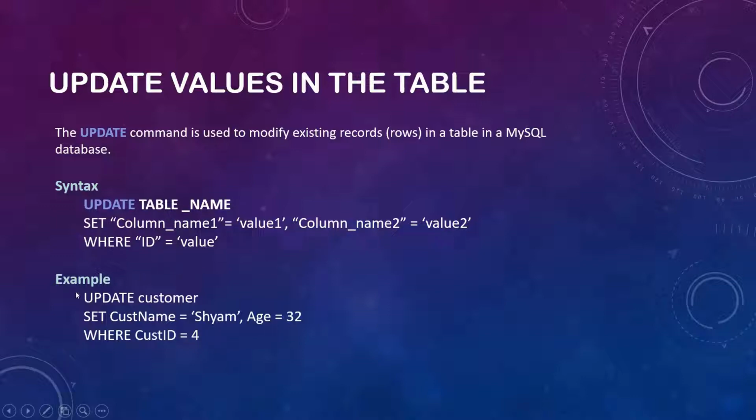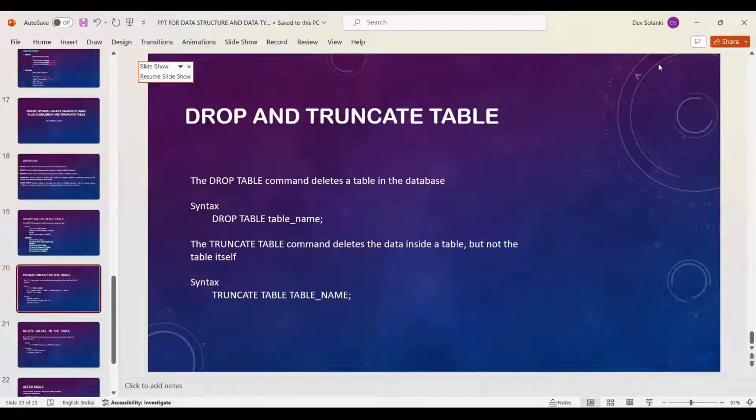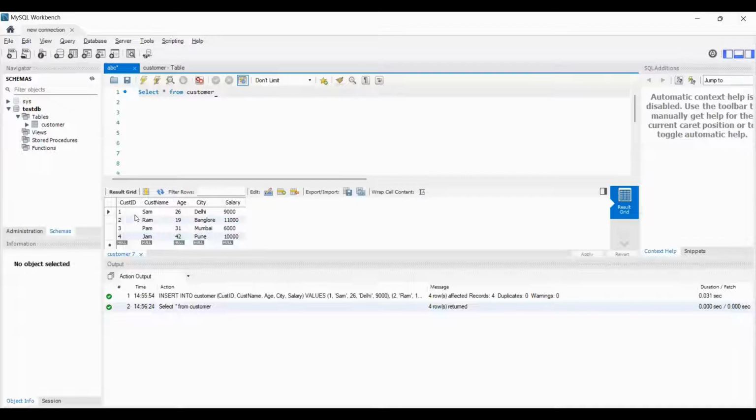And this is an example: update customer, which is the table name, then set customer name equal to Shyam, age is 32, and where customer ID is 4. So we are going to change customer ID 4's name and age. Let's see practically how it works. Customer ID 4 has the name Jam and his age is 42, but we want to change his name to Shyam and his age from 42 to 32.